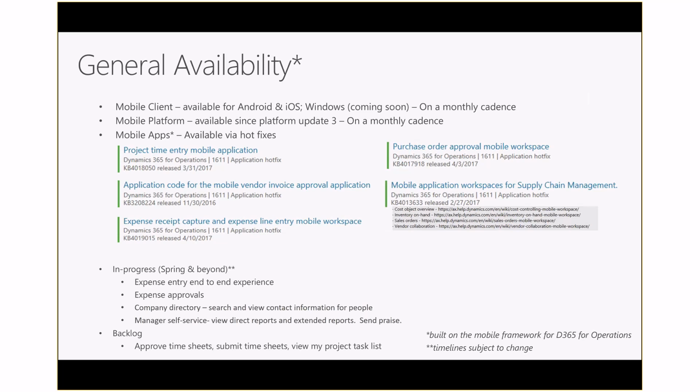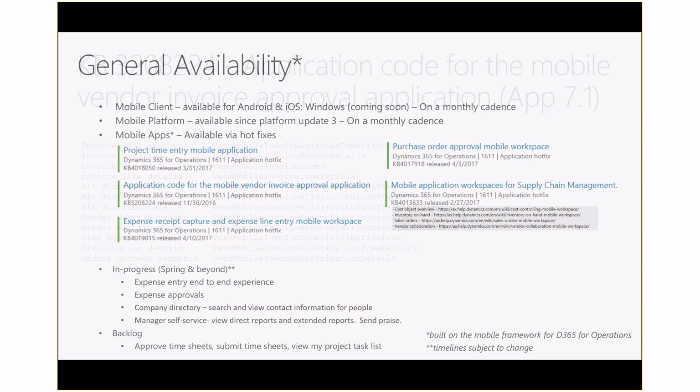The last but not the least is the actual mobile apps itself, or the workspaces themselves. So as of now, the ones that I've listed here, the LCS screenshots I have, these are the ones that are available as a hotfix on the 16.11 build from an application perspective. So project time entry mobile application is available as a hotfix. The application code for the mobile vendor invoice approval is also available as a hotfix. And this is what I showed in the previous slide, the contents of this specific hotfix, which is all the new forms that we have built.